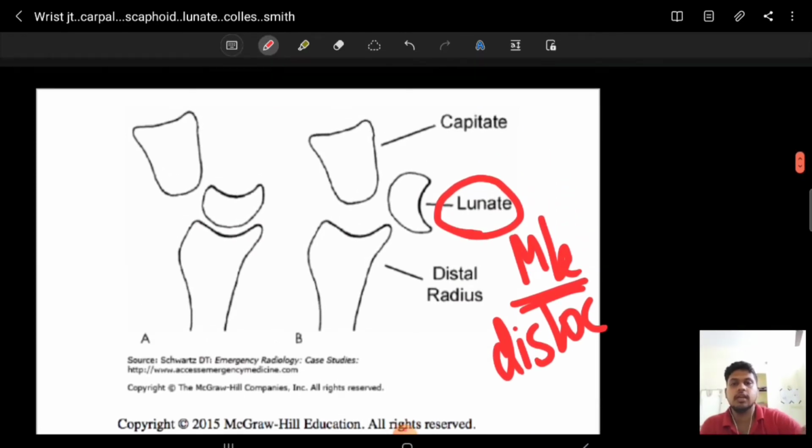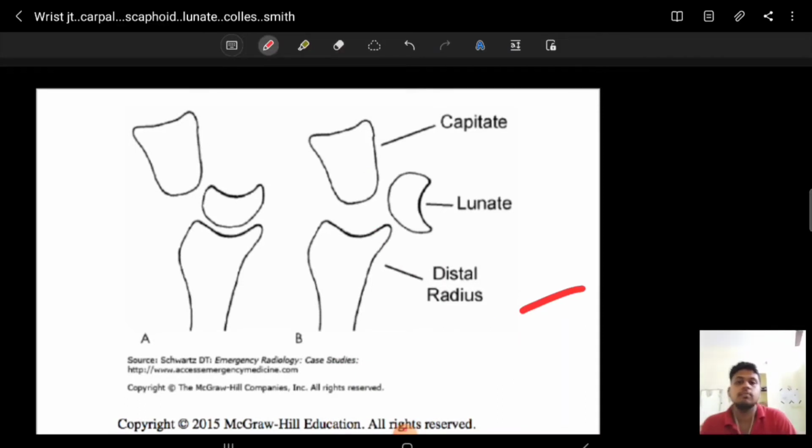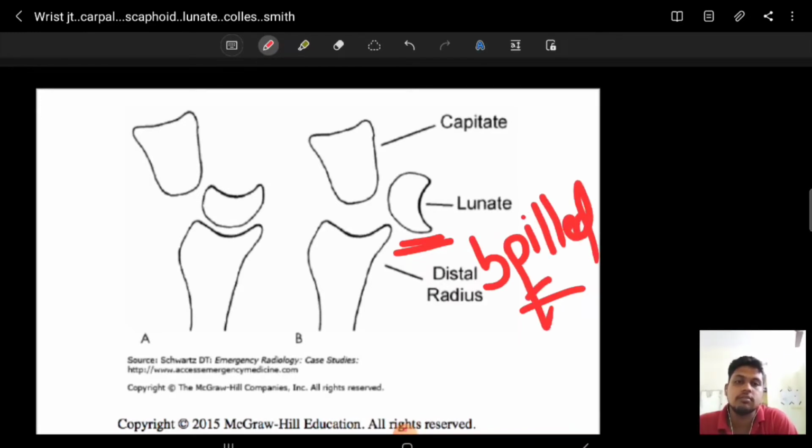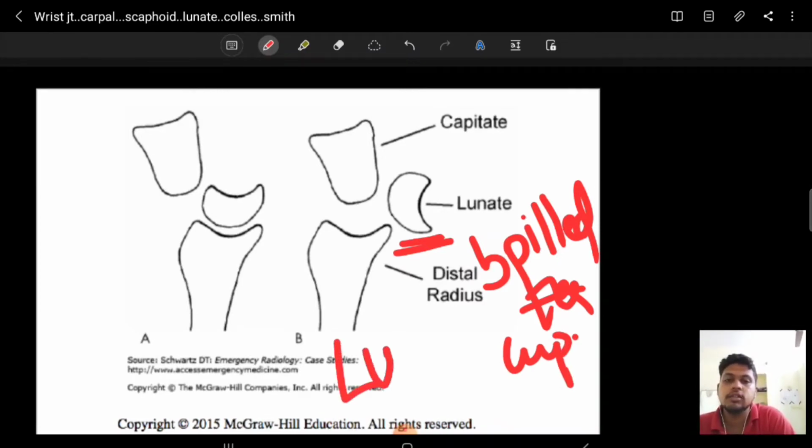As you can see in this diagram, the lunate is dislocated, whereas the capitate and the radius remain in the same position. This type of dislocation is called lunate dislocation. As you can see from this diagram, you can imagine as if a teacup is spilling, so this sign is also called the spilled teacup sign. So this is a case of lunate dislocation.